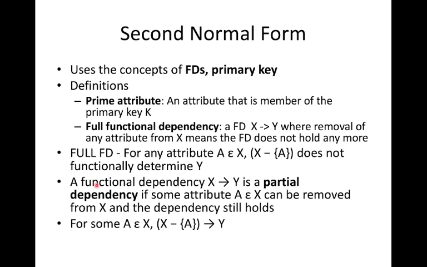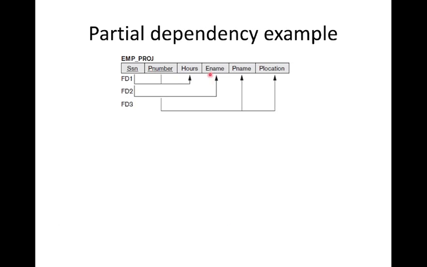Now we will go back to the definition. Fully functionally dependent means that for any attribute A element of X, if we remove it, then that determinacy or dependency won't be there. A functional dependency X to Y is a partial dependency if some attribute A element of X can be removed from X and the dependency still holds. If you remove A, giving X minus A, and the dependency is still there, then it is a partial dependency.